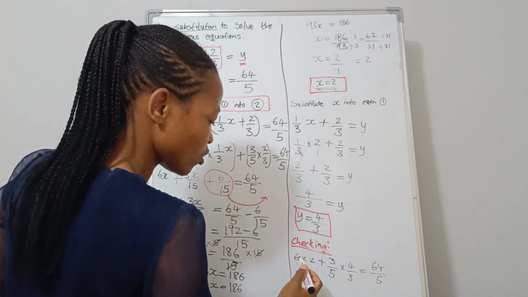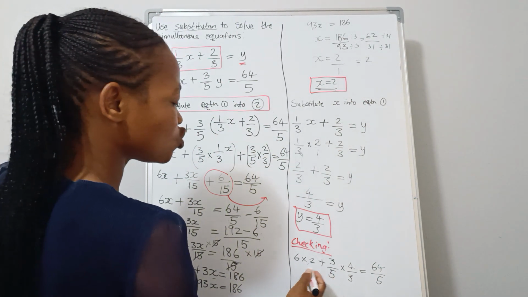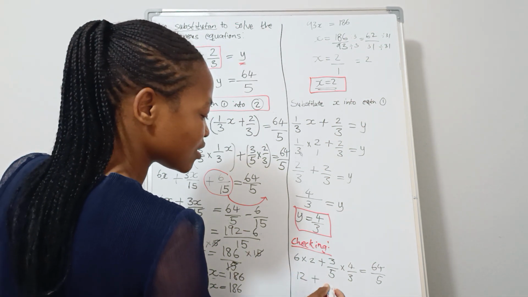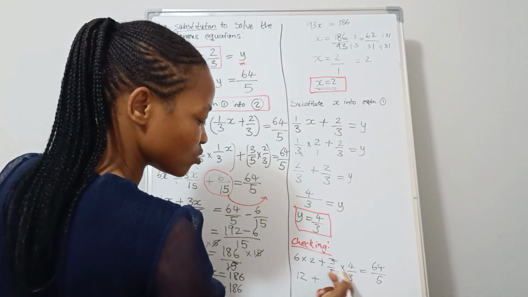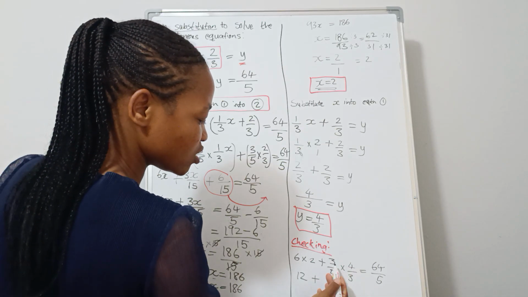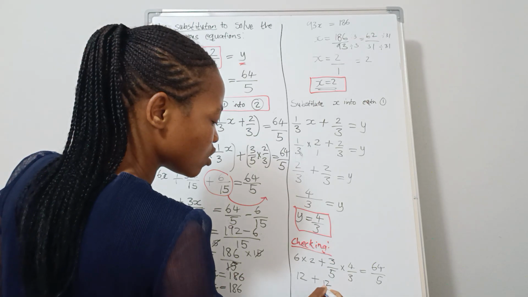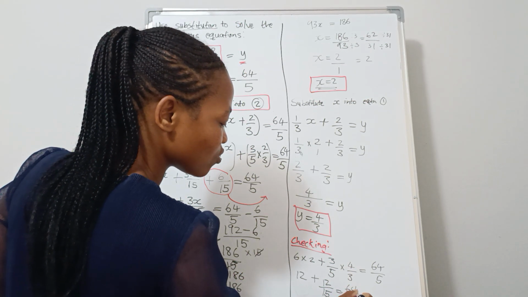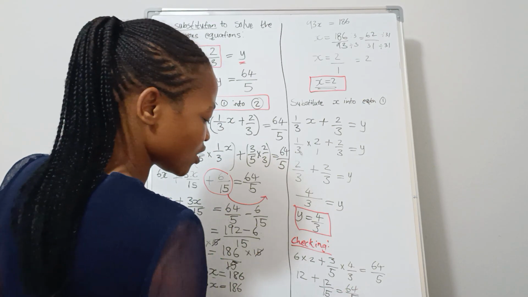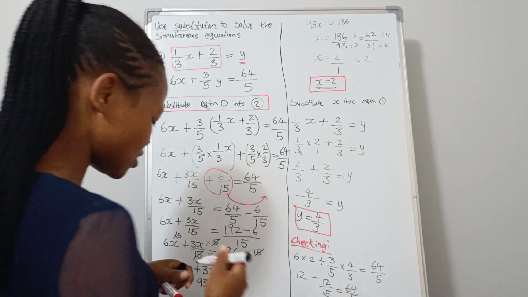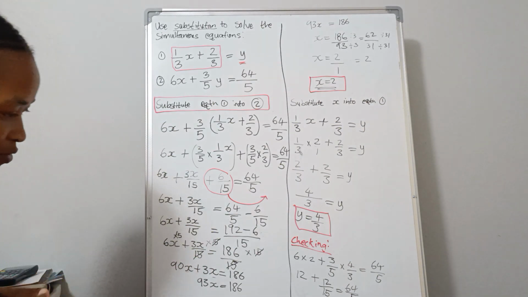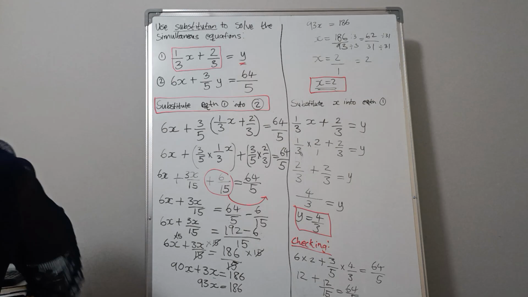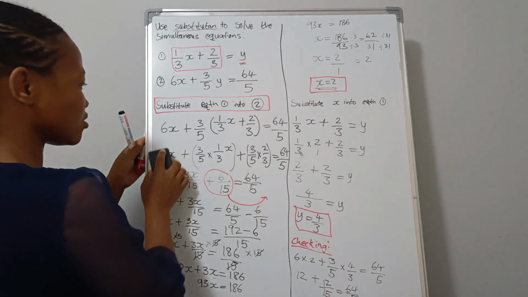Okay? So this is 2 times 6 times 2, which is multiplication. So we're just going to do that straight away, which is 12 plus this. Remember we said we multiply numerator times numerator, denominator times denominator. So this is 12 over 15 equals 64 over 5. Okay, we want to see if this gives us this, because if it does, then we are good. Okay, yeah, we got that.